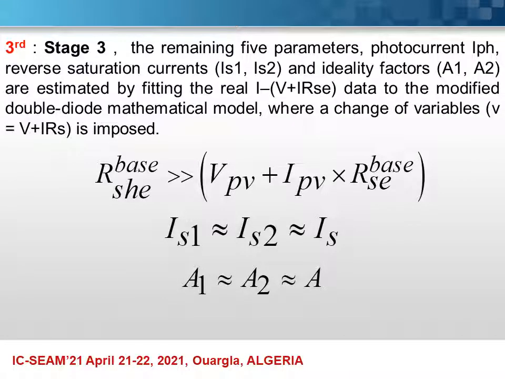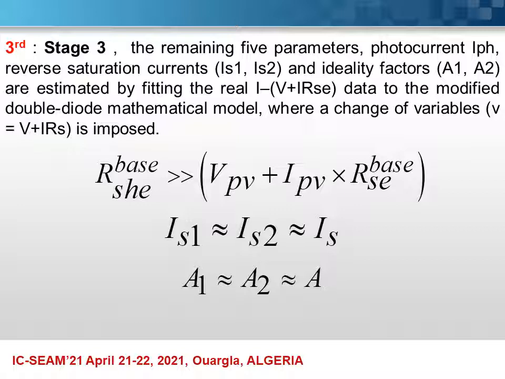Stage 3 is more important. It is our contribution. The remaining 5 parameters: photocurrent IPH, reverse saturation currents IS1 and IS2, and ideality factors A1 and A2 are estimated by fitting the real IV plus I multiplied by series resistance data to the modified double diode mathematical model, where a change of variables is imposed.